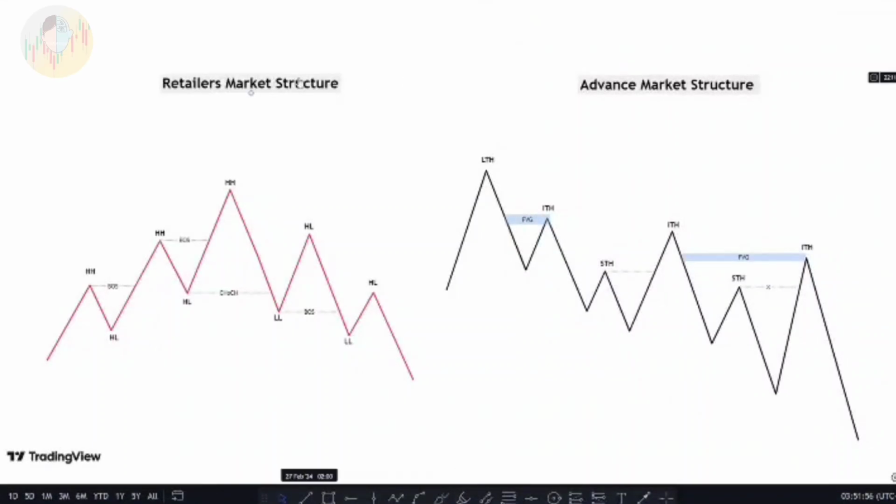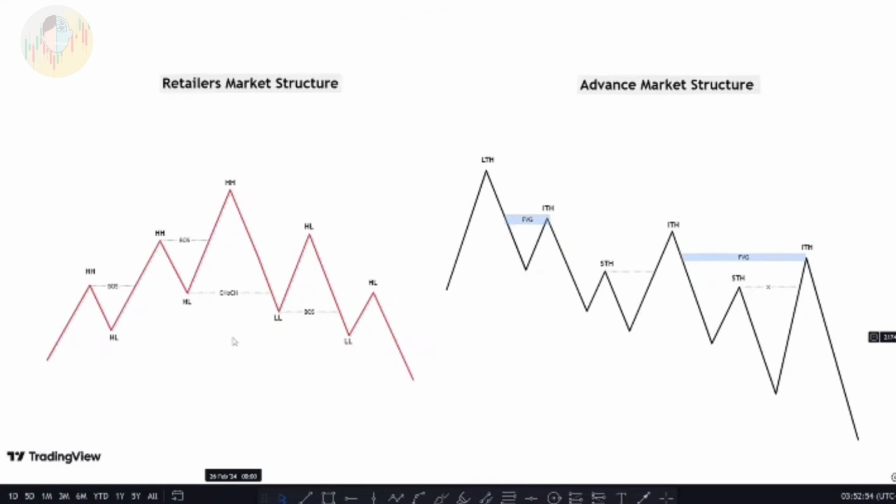In the market, there are two structures, a retailer's market structure and an advanced market structure. The retailer's market structure teaches you from the beginning that the market creates higher highs and higher lows, indicating an upward trend. If there is a break, the trend shifts. However, this is not always the case. You cannot consistently profit in the long run by following this structure.